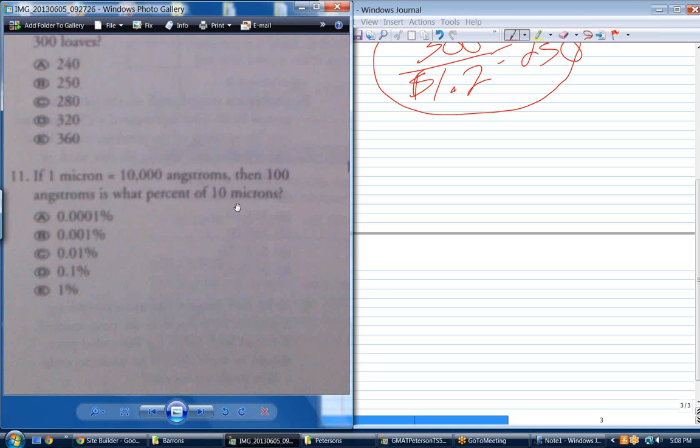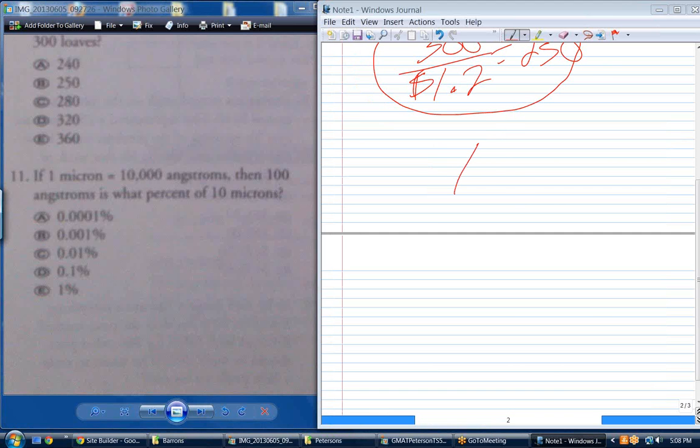Do this in 2 steps. Figure out what percent 100 angstroms is of 1 micron. 100th. So that's 1%, right? So 100 angstroms equals 1% of 1 micron. So what is 100 angstroms? What percent is it of 10 microns?